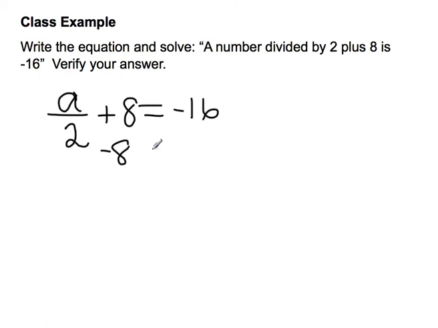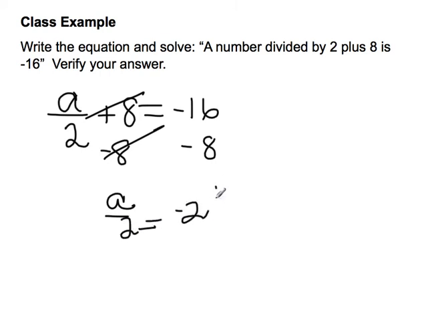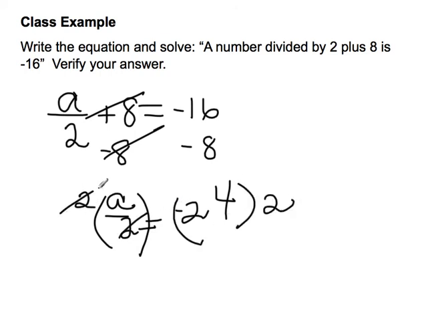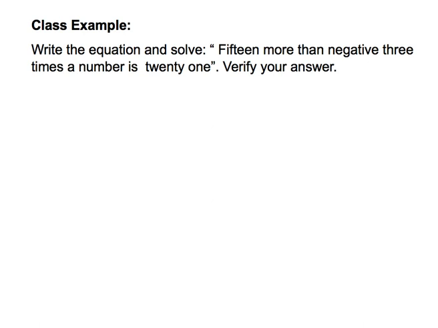So once again, I'm going to zero that out. And then I have some number divided by 2, so I'm going to multiply that by 2. Whatever I do to one side, I must do to the other. And now I get negative 48. I'm not going to verify this one because I just verified the other one. Why don't you guys give this one a try? Pause the video and then come back when you have a solution.